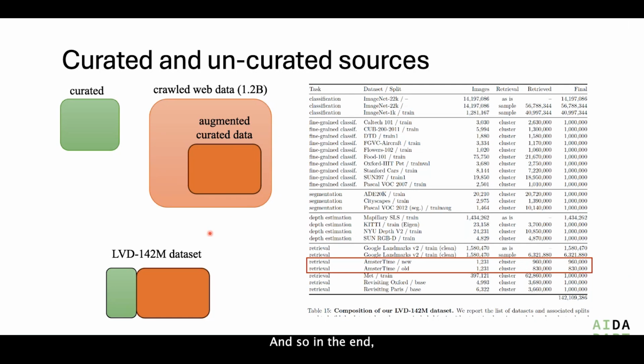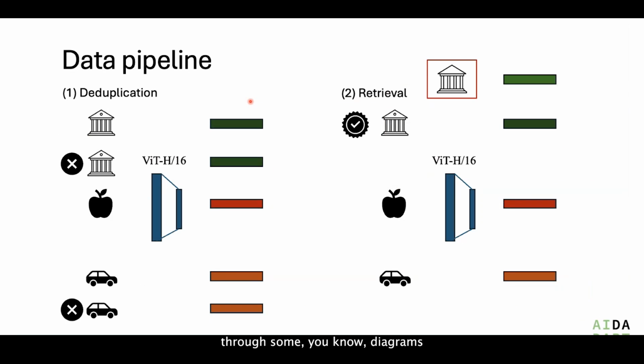So in the end, we come up with a dataset that is comprised of a small set of these curated datasets, and on top of that, some retrieved images that we got from this huge amount of images from the web. Now, how do we do that? Well, I would like to explain briefly through some diagrams how we can approach it. The first thing is that we want to get rid of duplicated images. So how do we do that?